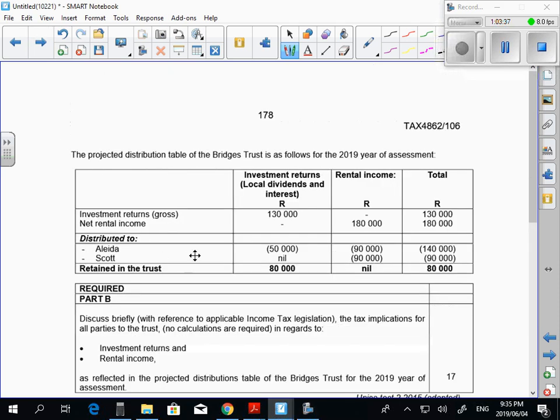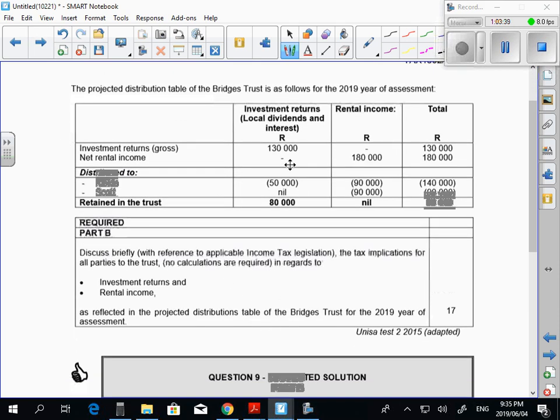So let's turn over. We've got two columns, guys. So the investment returns column over here. When you discuss, you're going to say section 7 will apply because this is from a donation, an interest-free loan. Are you guys comfortable with that? Okay. You're going to have to discuss that. You're going to say to Aleda, section 7.3 is going to apply. Are you guys comfortable with that?